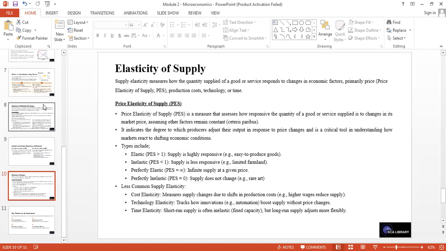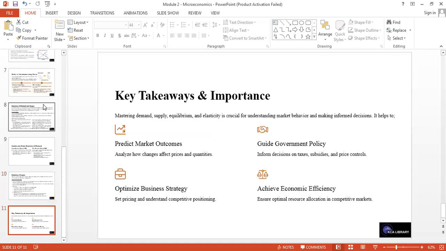In conclusion, we've been able to look at and understand demand, supply, equilibrium, and also elasticity. We've seen how they are crucial and very important to understanding market behavior and making informed decisions. This helps us to predict market outcomes, to guide government policy, to optimize business strategy, and also to achieve economic efficiency.